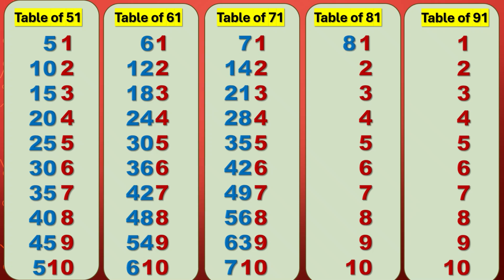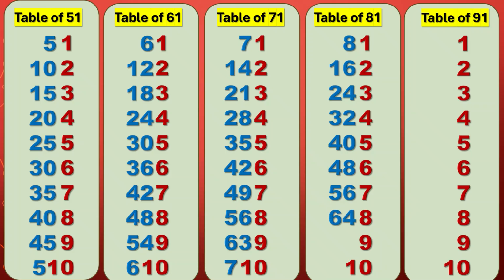For the table of 81, write the table of 8 before the table of 1. 8 ones are 8, 8 twos are 16, 8 threes are 24, 8 fours are 32, 8 fives are 40, 8 sixes are 48, 8 sevens are 56, 8 eights are 64, 8 nines are 72. In the last, write 8.